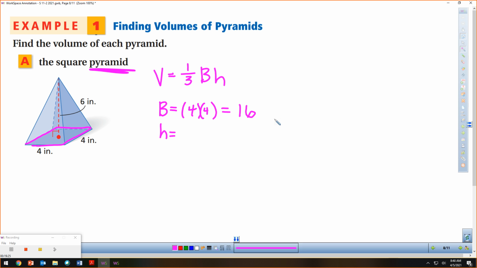What is the height of my pyramid? 6. So I plug that in. Volume is equal to 1/3 times 16 times 6. The easiest way to do this is to do 16 times 6, then divide by 3. Okay? So 16 times 6 divided by 3 gives us what in our calculator? It gives me 32 inches cubed.